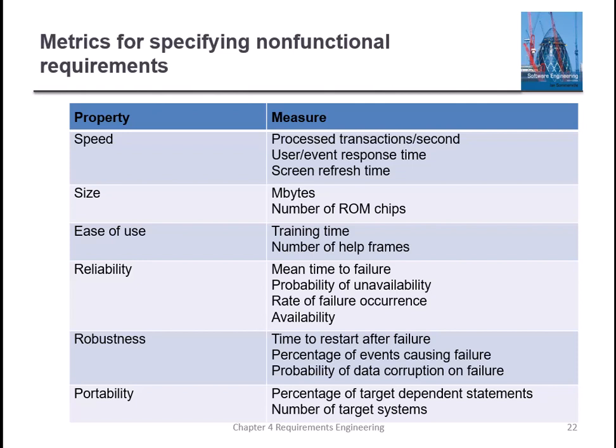Robustness: time to restart after failure. If the system goes down or fails, this means how robust it is to resume again. Percentage of events causing failure, probability of data corruption on failure. And portability includes the percentage of target dependent statements and number of target systems.